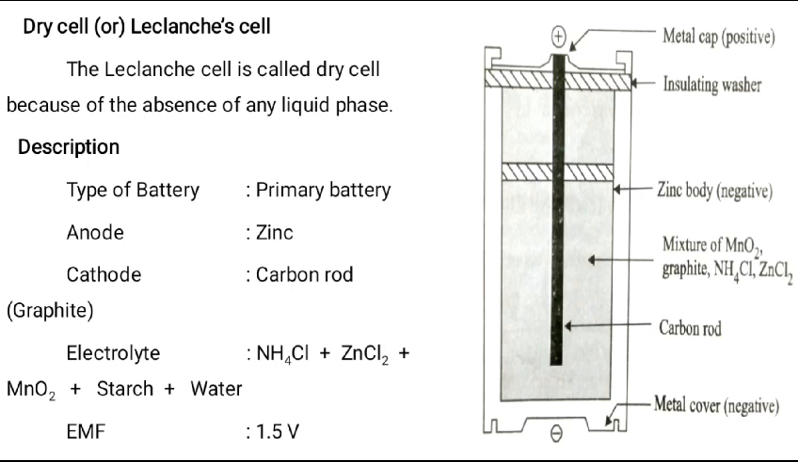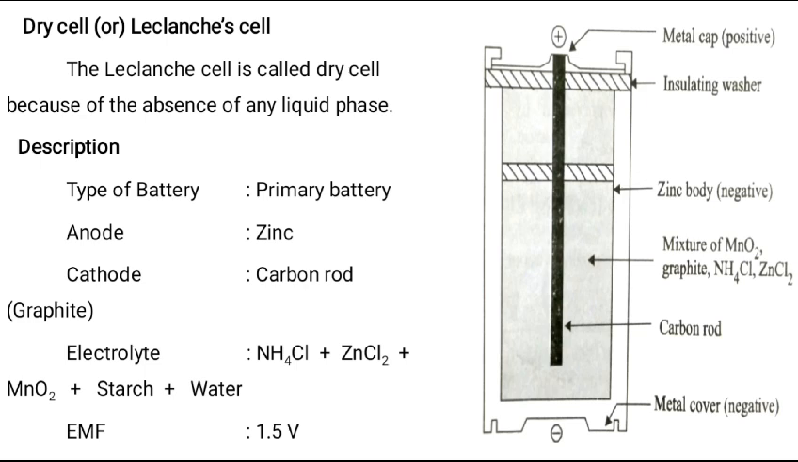So let us see about the dry cell or the Leclanché cell. The Leclanché cell is called the dry cell because of the absence of any liquid phase. It is a primary battery. The anode is zinc, the cathode is carbon rod, the graphite, and the electrolyte is ammonium chloride mixed with zinc chloride, manganese dioxide, starch and water, and the EMF obtained is 1.5 volt. So you can see the diagram.